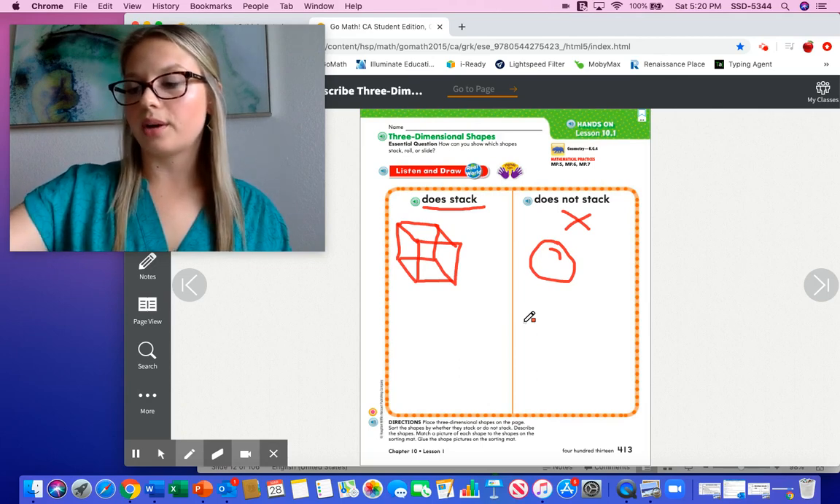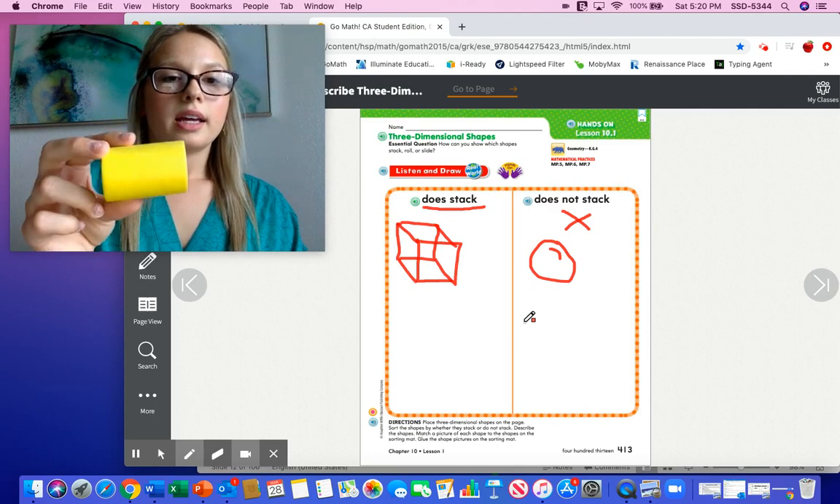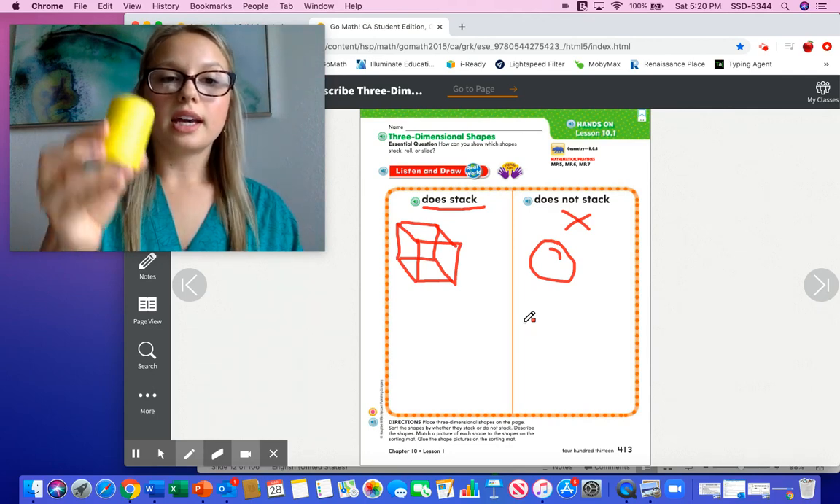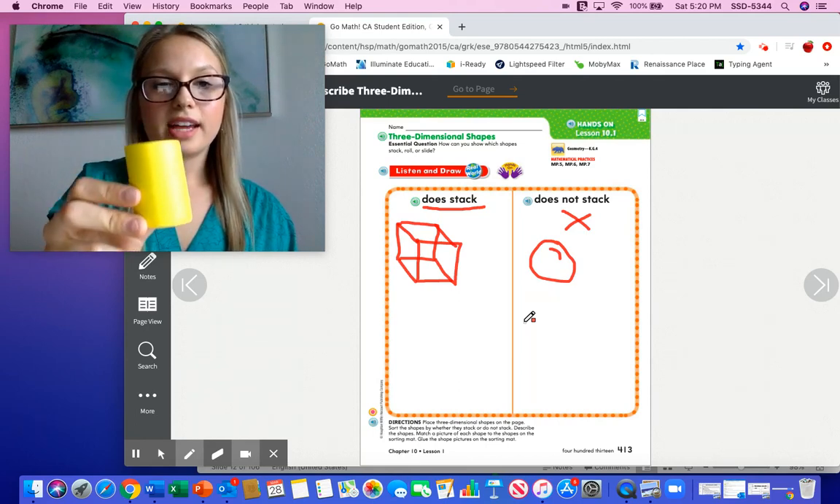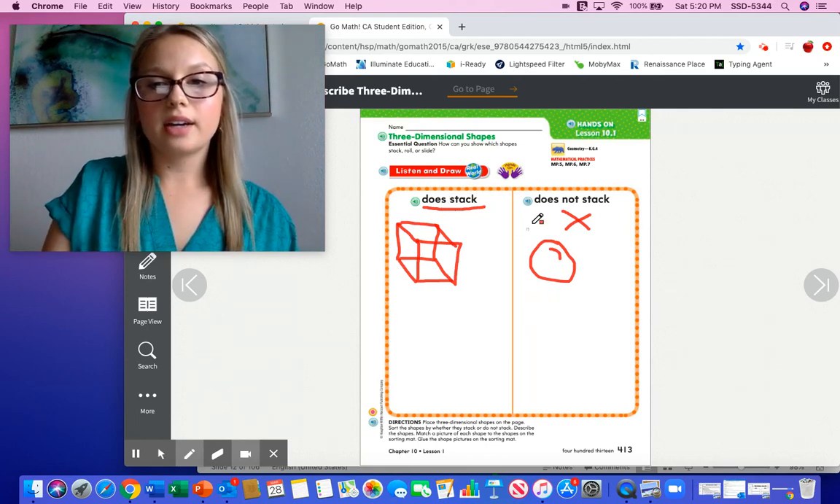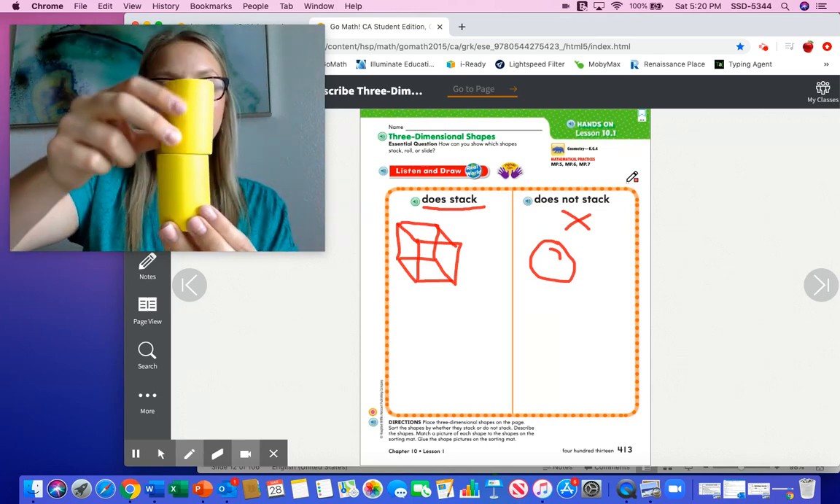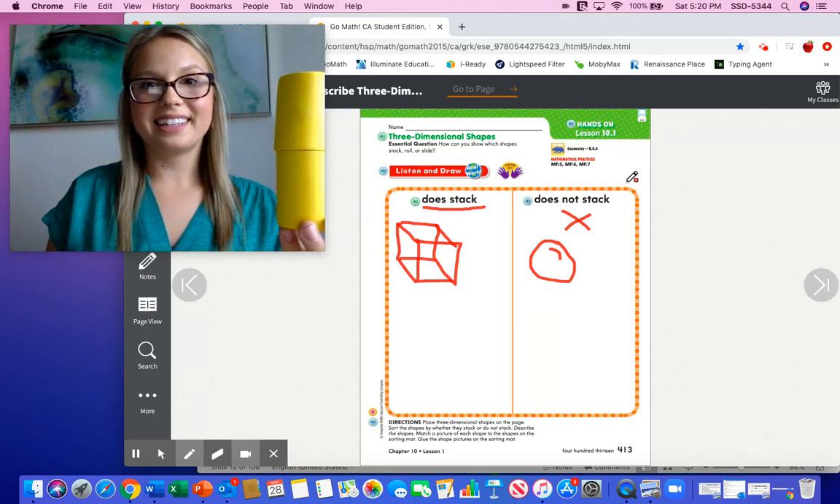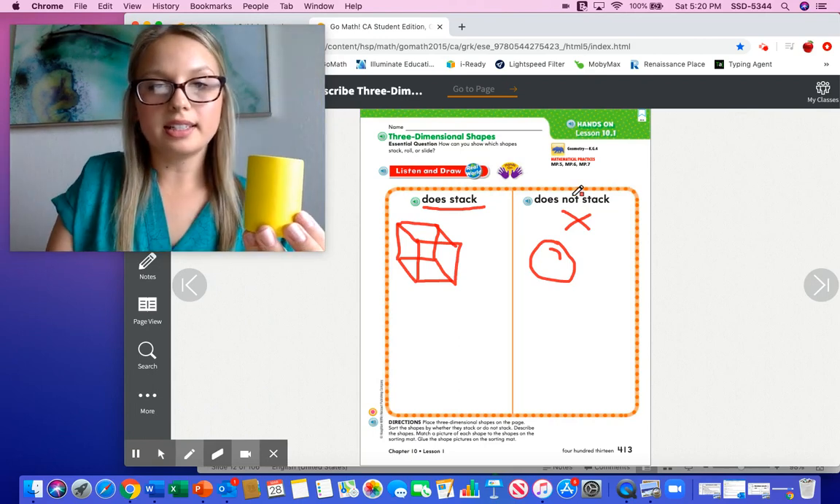The next shape that we are going to investigate is a cylinder. It kind of looks like a cup or a can that you would drink out of. Let's see if it does stack or does not stack. So I'm going to take my cylinder, I'm going to stack another one on top. Does it stack? Yes. So we're going to put it on the side that says does stack.